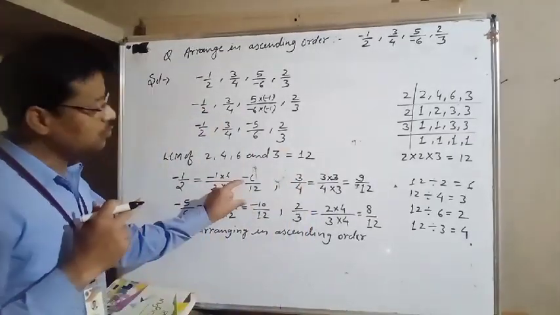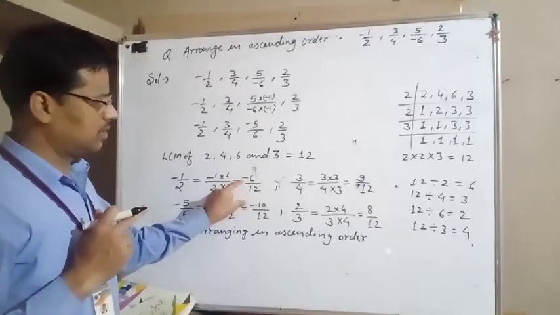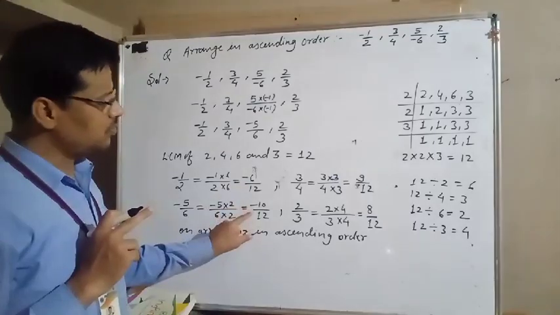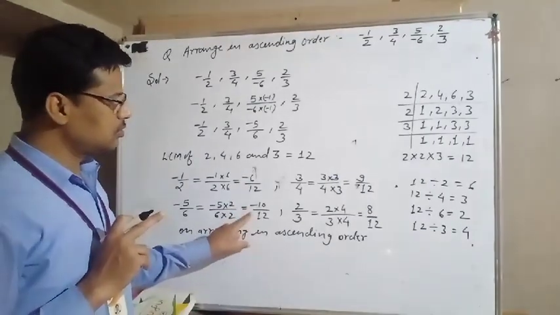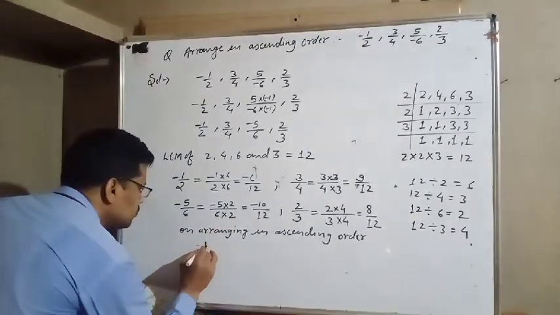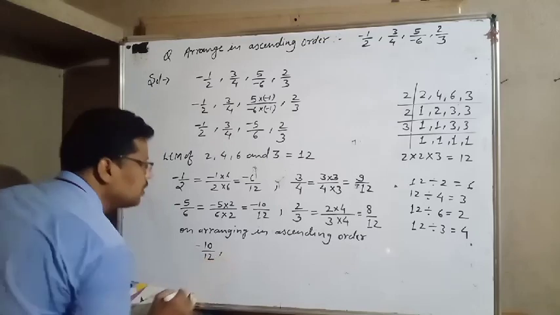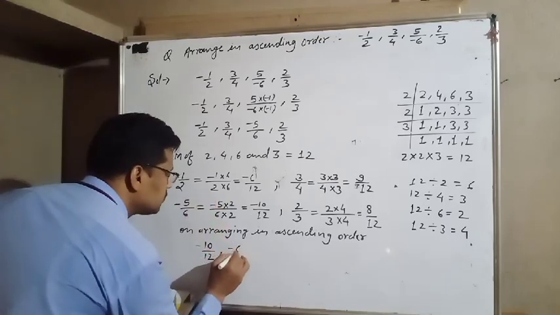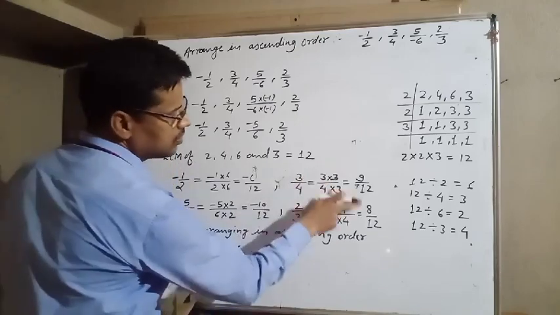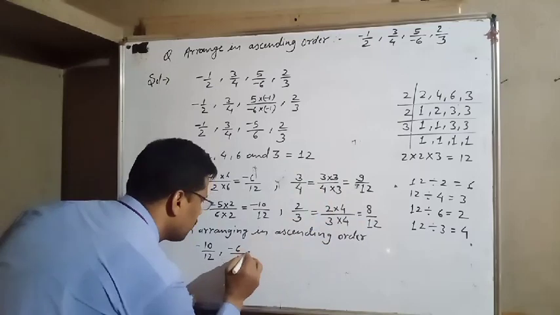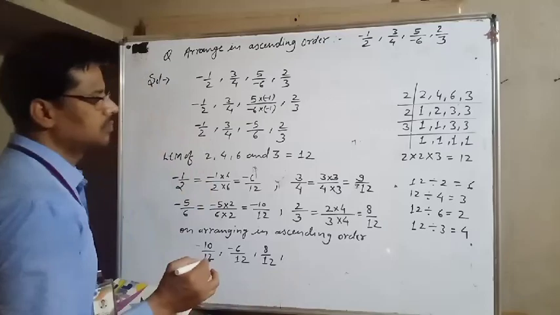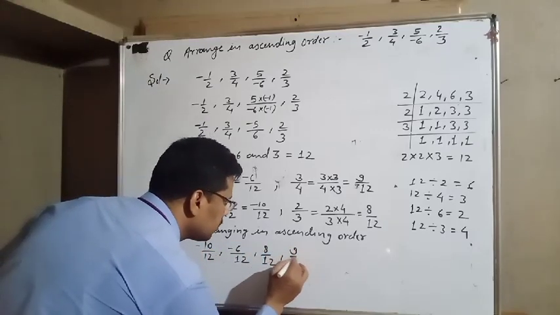But here we have 2 negative rational numbers. So which is the smallest number? Minus 10 upon 12 will be the smallest. Got it? So which number should we write first? Minus 10 upon 12. Then minus 6 upon 12. Then which number? 8 upon 12. Next number, 9 upon 12.